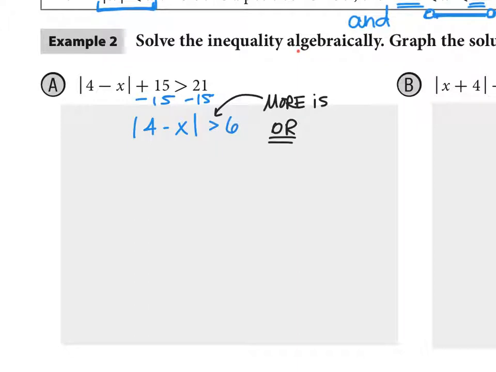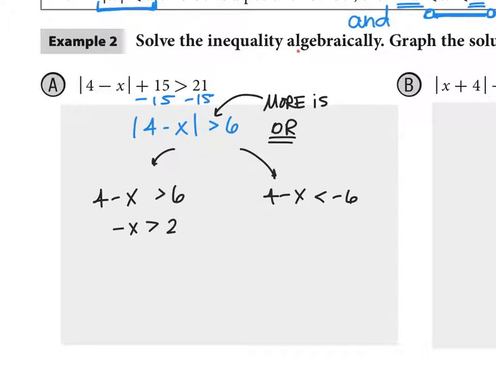Now I'm going to set up my inequality, the same as we did before. We have the option to be greater than 6, and I'm literally just copying what it looks like. Or I can have negative 6, and because this is an inequality, we need to flip the symbol. The absolute value part stays the same, 4 minus x. I'm just going to solve that out, subtract 4 from both sides. That gives me negative x is greater than 2.